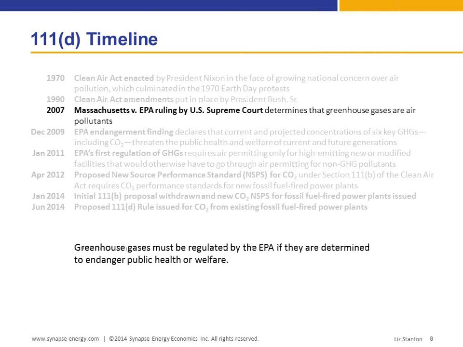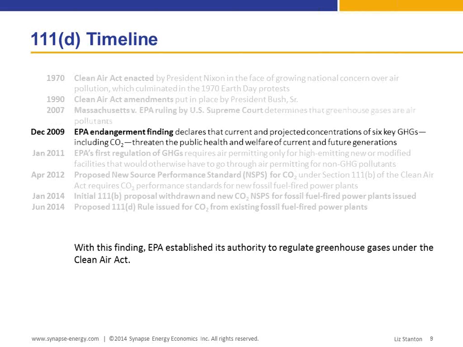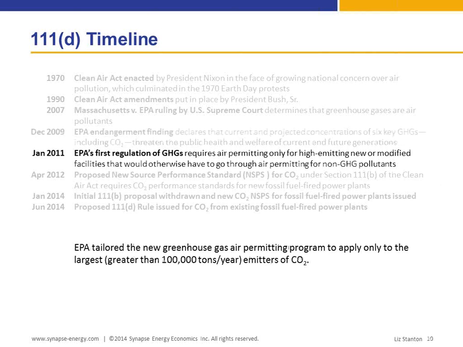In 2007, the U.S. Supreme Court ruled that greenhouse gases are air pollutants, and therefore that EPA has an obligation to regulate them if they're found to endanger public health. And in 2009, EPA found exactly that: greenhouse gases do threaten public health, and for that reason they would now be regulating them.